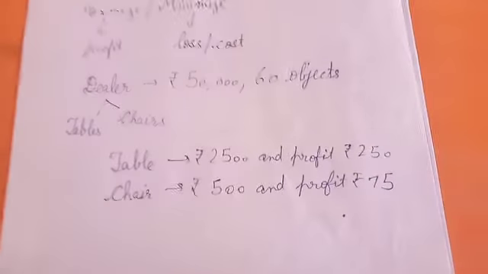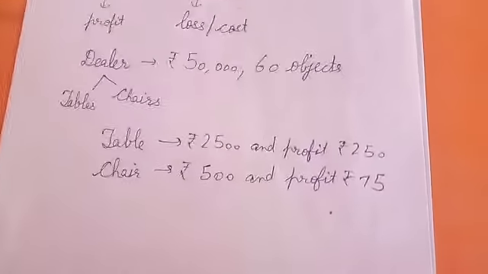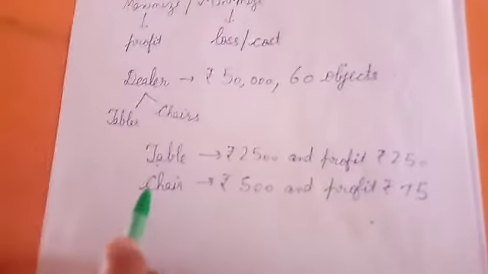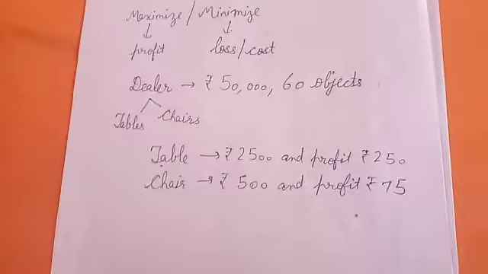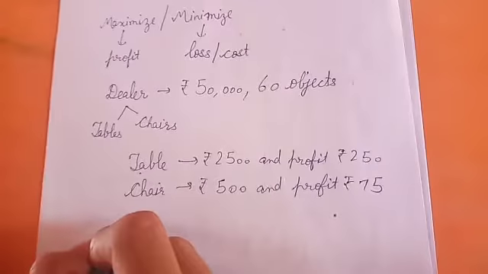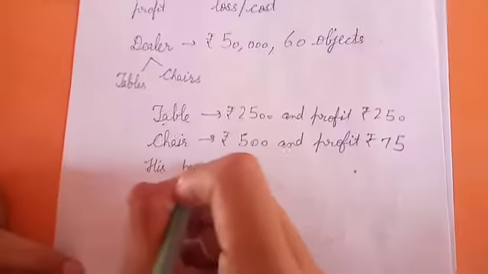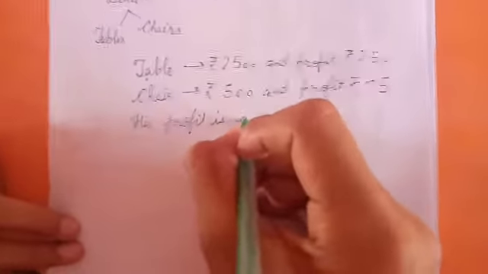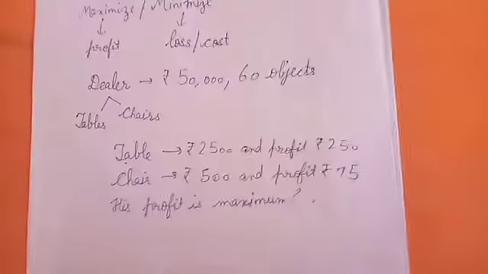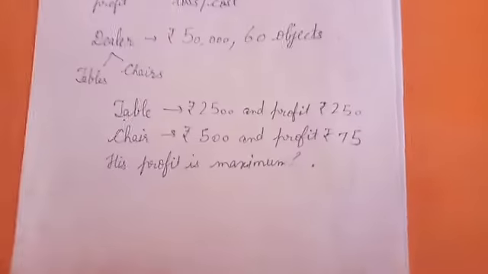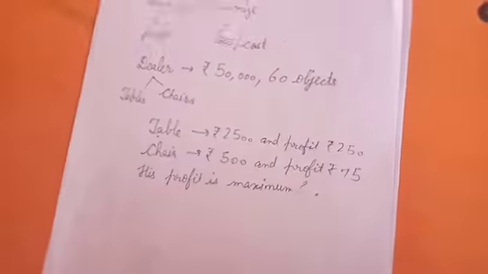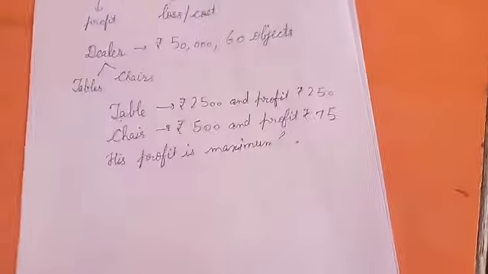now what will be asked from you, that how many tables and chairs should he buy so that his profit is maximum. Okay, now in first exercise you have to form a problem. Okay, in second exercise what you have to do, problems will be given to you. Okay, and you have to find the answer.